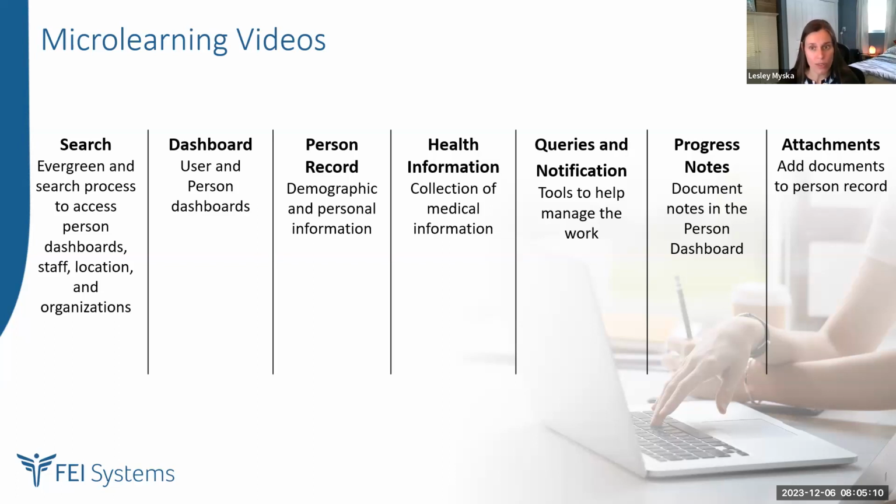There's one on progress notes, which for those that have that access will teach you how to capture a progress note within the person record. And there's one on attachments, which are important documents that can be uploaded to the person record to supplement the information in Evergreen. Please note that we will not be covering all of this information today, so you will want to be sure that you review those micro-learning videos if you haven't had a chance to do so already, or you can feel free to just listen to them again as a refresher if you choose. Next slide, please, Miranda.